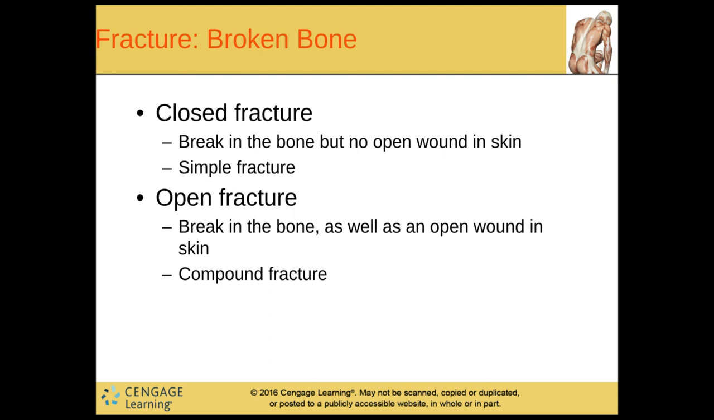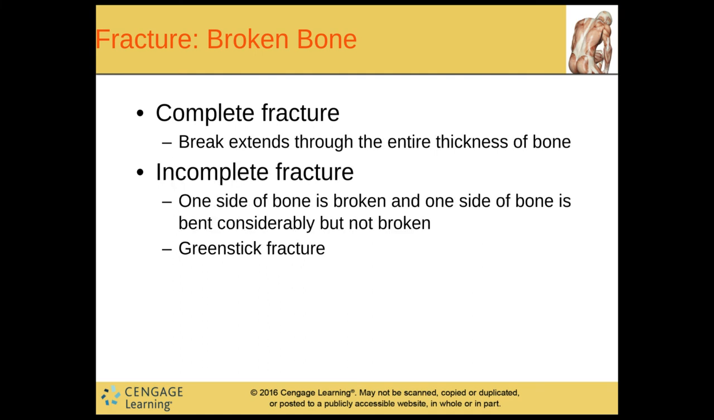So fractures, we have closed fractures. So this is a break in the bone, but it's not open, right? So it's not an open wound in the skin. It's a simple fracture. And then we have an open fracture, which is a break in the bone as well as a wound in the skin. Okay, so that's like if a bone breaks and comes through the skin, that's considered an open fracture or a compound fracture.